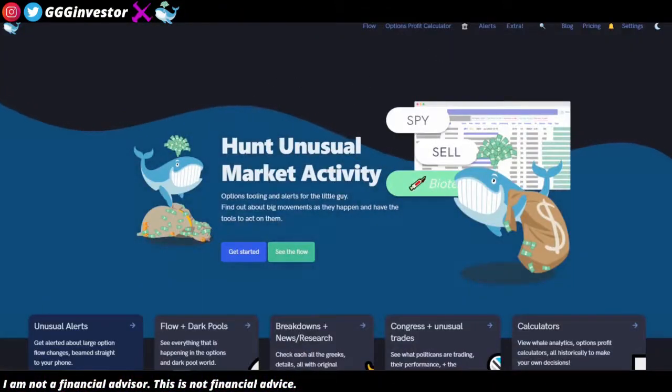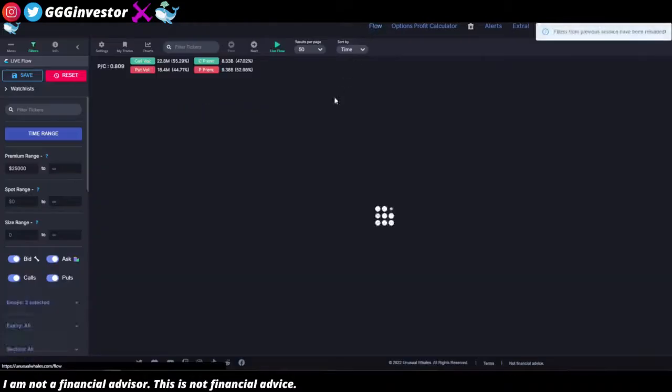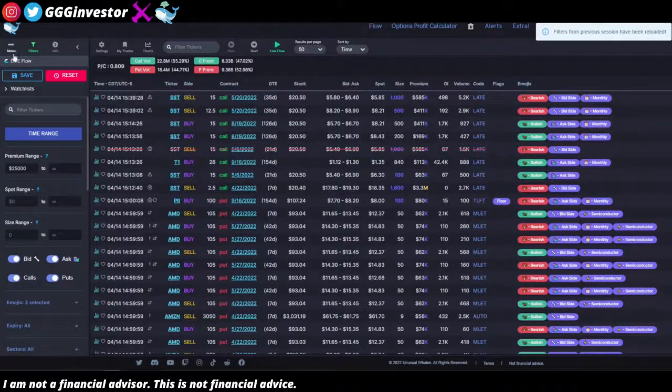Alright guys, hopping over to the Unusual Whales platform, the first thing you'll probably want to do is click on the flow, and this is going to be the live flow. This is probably where you'll spend most of your time. At least for now, this is where I'm spending most of my time, and then I'll kind of pivot over to other places within the platform, but for the main part, this is probably where you'll be.